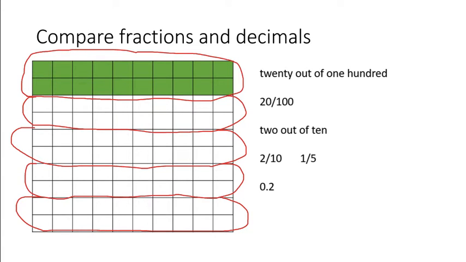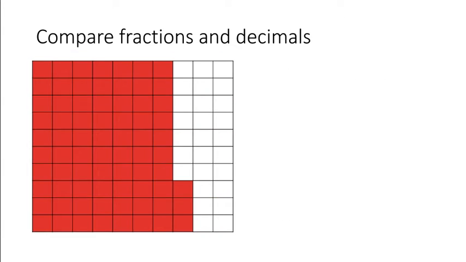Okay, following on then, 2 out of 10 is 2/10, 0.2, that's 2 tenths. Let's recap, how many different ways can we write this? 20 out of 100, 20 hundredths, 2 out of 10, 2 tenths or 1/5, 0.2. Lots of different ways of writing exactly the same thing. Oh, and finally 20%. This is 20 out of the 100.